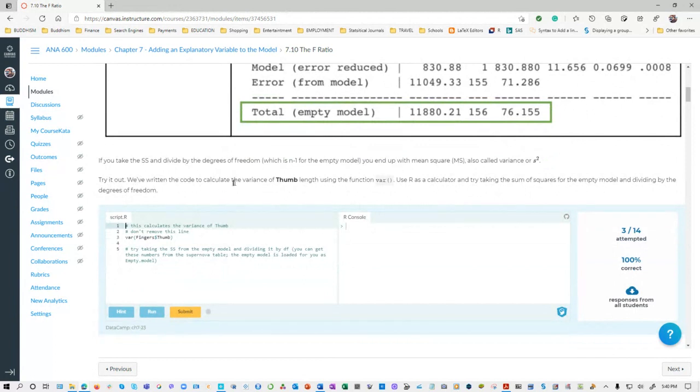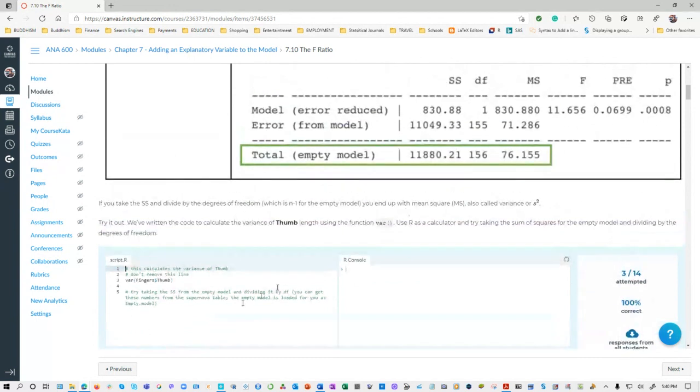Try out. We wrote the code to calculate the variance of thumb length using the function var. Use R as a calculator and try to take the sum of squares for the empty model and divide it by the degrees of freedom and see what's going to happen. Look at this var. Try to take the SS from the empty model and divide it by the degrees of freedom. You can get these numbers from the supernova table. The empty model is loaded.